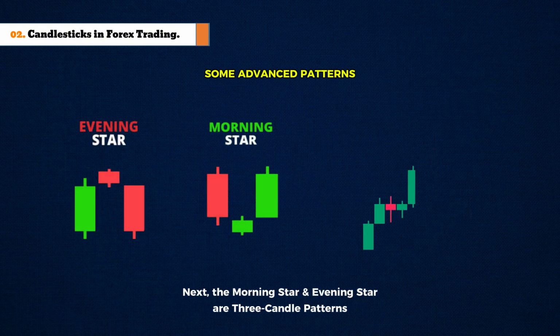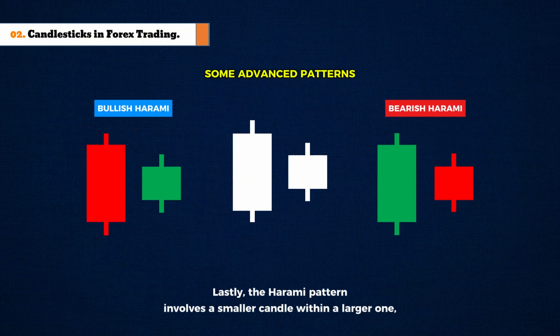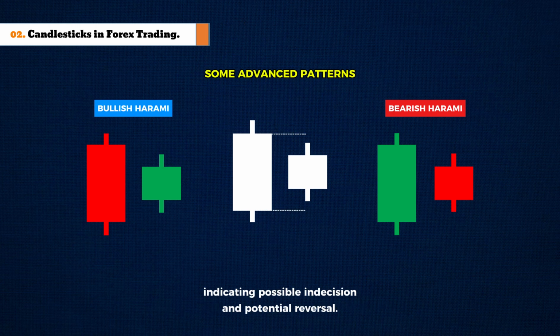Next, the morning star and evening star are three candle patterns that mark potential trend reversals, often after significant market moves. Lastly, the harami pattern involves a smaller candle within a larger one, indicating possible indecision and potential reversal. Recognizing these patterns can help traders anticipate market shifts. That's Candlestick in Forex trading.